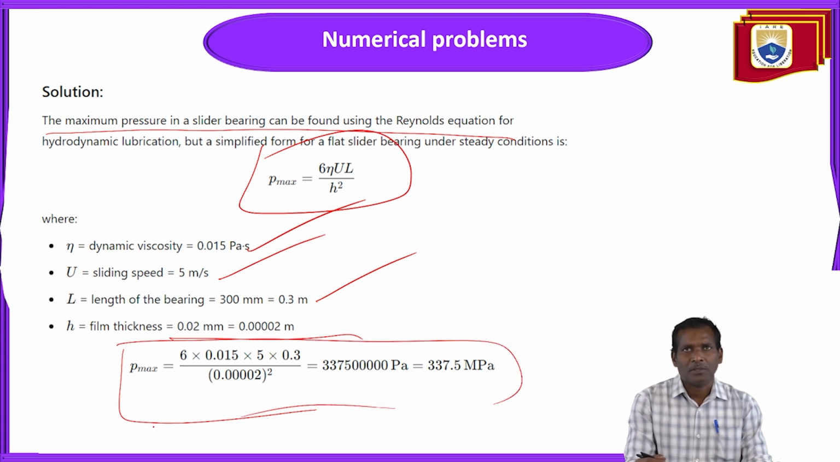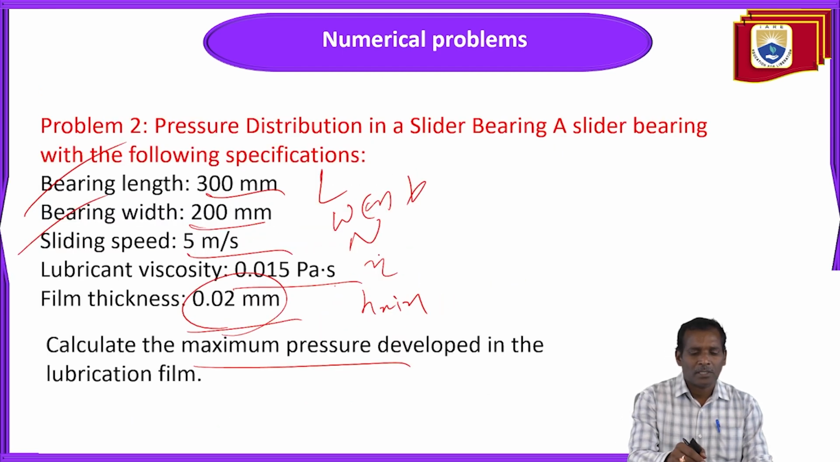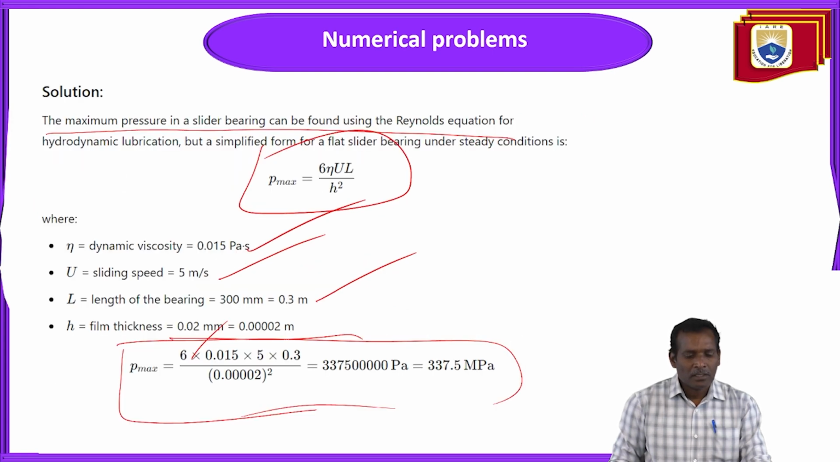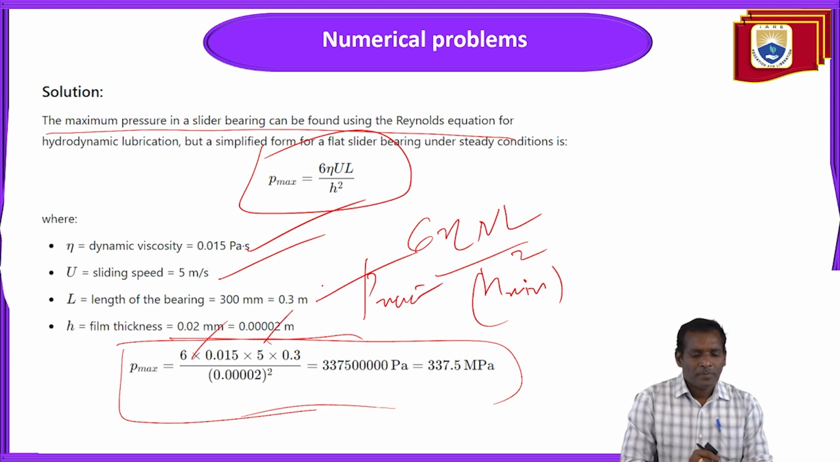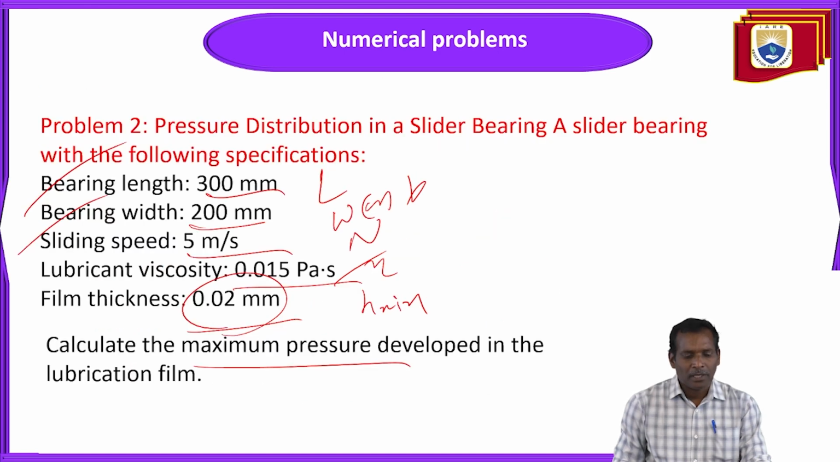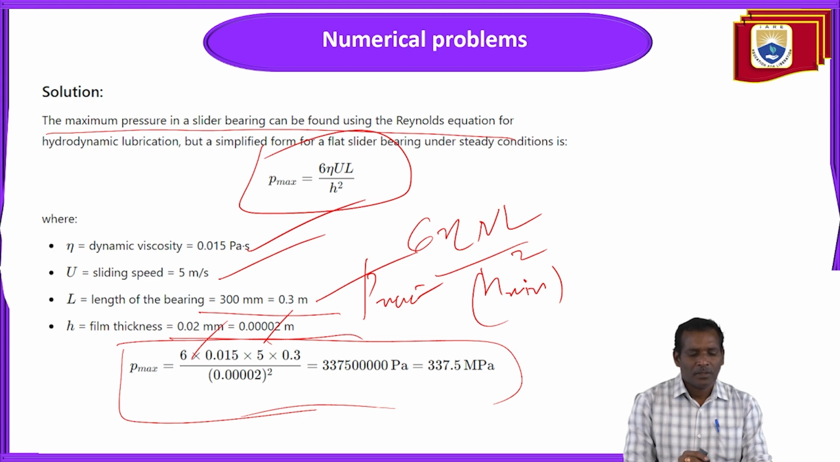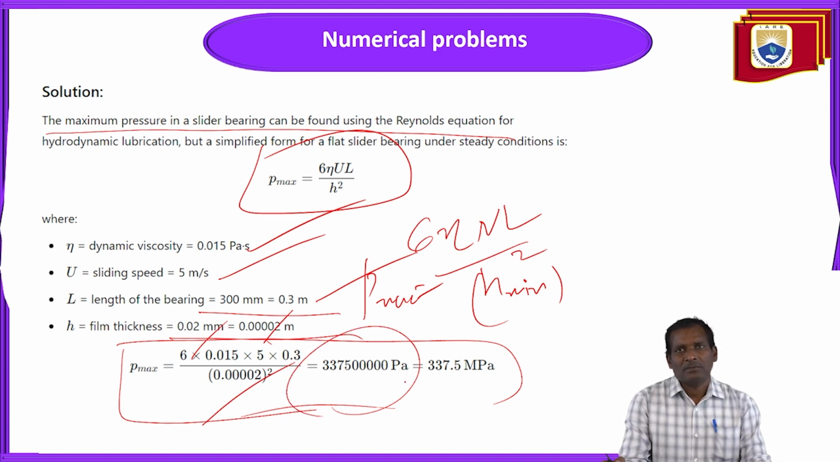So the maximum pressure, after substituting the above values, is 6 into 0.015, the dynamic viscosity given in our problem, 0.015 Pascal second, into U, the sliding speed. You can use N also: 6 eta N L by H minimum square. So this is P max. So 5, and 0.3 is the length of the bearing, given as 300 mm, converted into meters, divided by the film thickness squared. The film thickness is given in mm, so it needs to be calculated in meters. After substituting, you get the maximum pressure in Pascal, and then convert into mega Pascal.